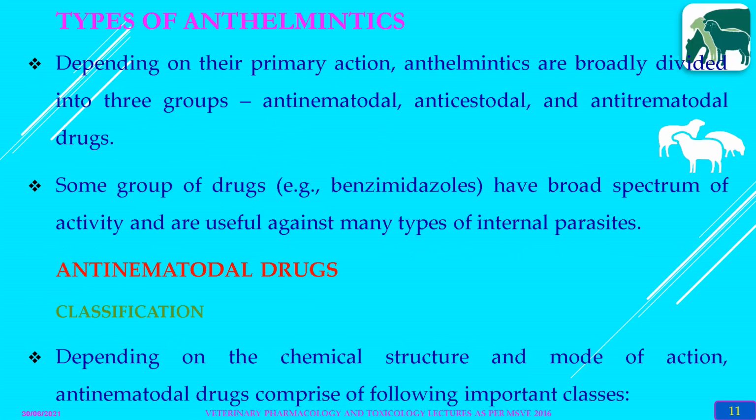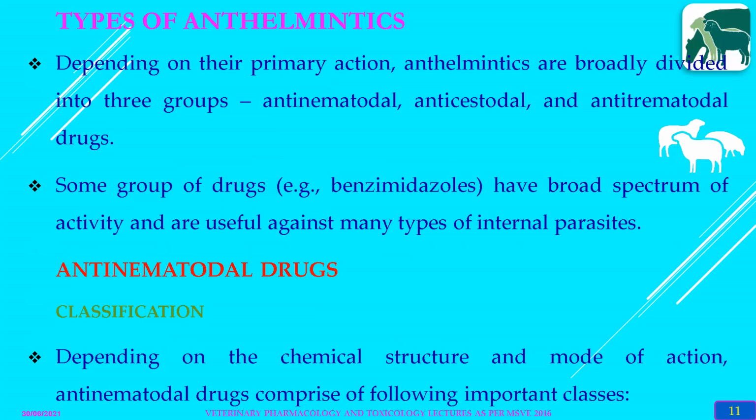Then, types of anthelmintics. Depending on their primary action, anthelmintics are broadly divided into three groups: anti-nematodal, anti-cestodal, and anti-trematodal drugs. If you remember this, that's a great idea. And some groups of drugs, for example the benzimidazoles, have a broad spectrum of activity and are useful against many types of internal parasites.